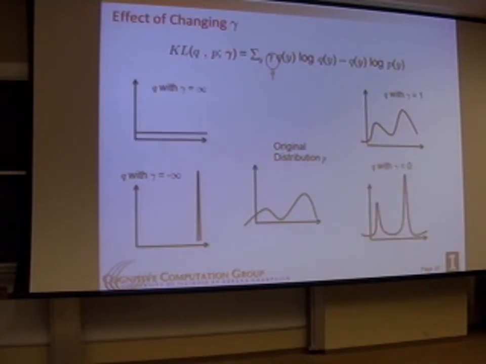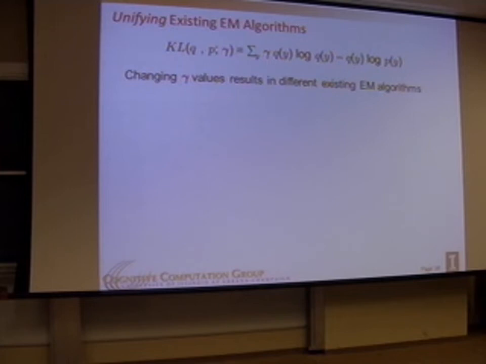I don't want to dwell on this, but in the paper we actually give conditions for which values of gamma produce which type of known algorithm. But the thing is that you can change lambda, gamma, and in the no constraint case, you're going to change algorithms from hard EM to EM.